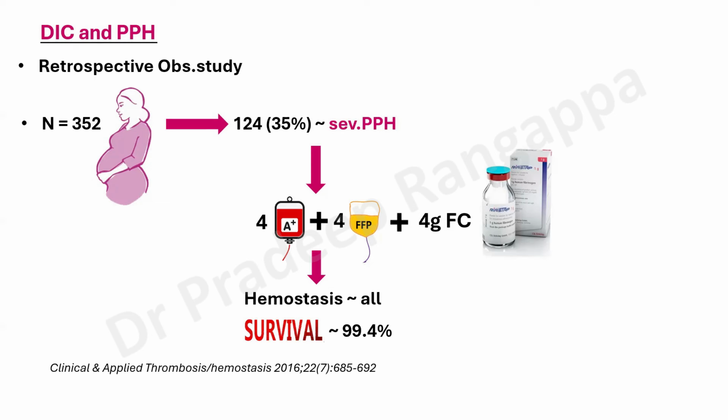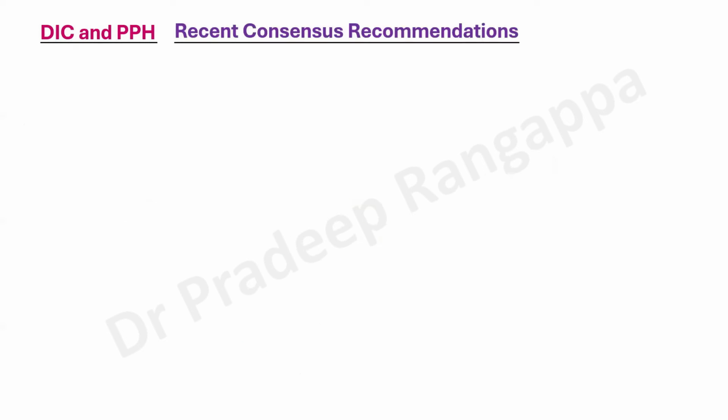So if you cannot remember 70 milligram, at least think 4 grams fibrinogen concentrate is something that you can give in a patient with active bleeding. If you want to replenish fibrinogen and you are awaiting the fibrinogen report, this is something which will save a lot of time.